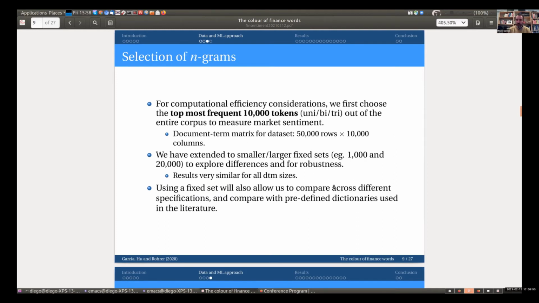We're going to start, and the body of the paper has all the analysis, with the whole corpora, and we're going to pick the top 10,000 n-grams, n-grams being combinations of n different words, and just pick those top 10,000. We're going to do some robustness checks. Probably will not have time to discuss them in this short presentation. 10,000 is plenty for the exercise that we're trying to implement.